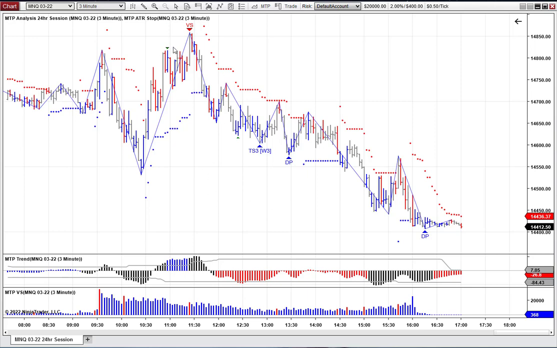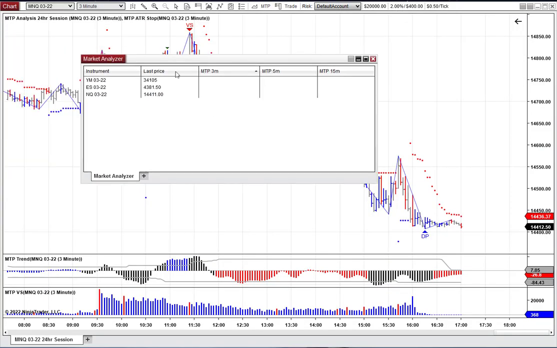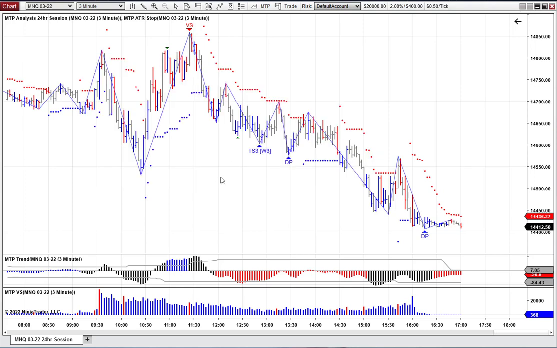Rather than just having a market analyzer running, obviously there's no trade setups here because I'm recording this when the market's closed, you can have a market analyzer running that will give you alerts to trade setups. But that's in reaction mode. You don't really want to suddenly have the market analyzer beep at you, then you have to scramble around trying to figure out what chart or what market or what time frame it's on.